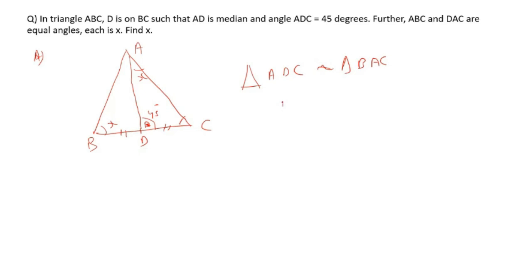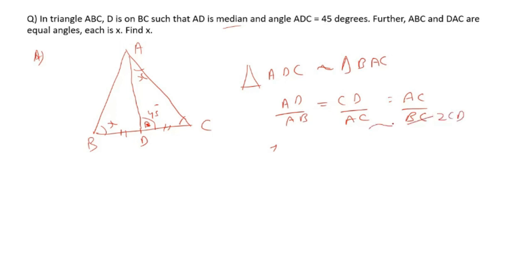So basically, if we write our usual side ratios, it would be CD by AC equal to AC by BC. We need to figure out what angle X is. We know that CD will be half of BC because D was the midpoint, since AD is the median. It's given in the question that AD is median. So BC will be equal to 2CD, this I can write.